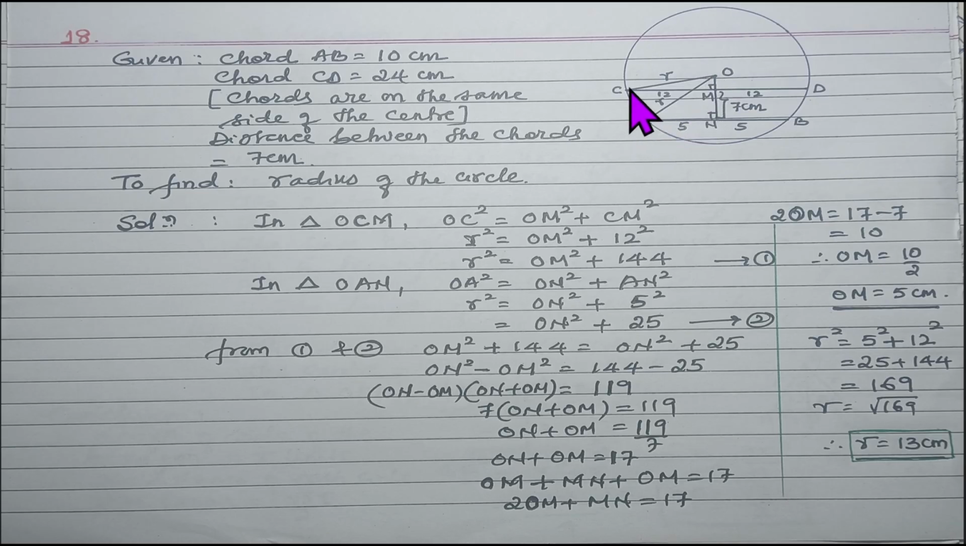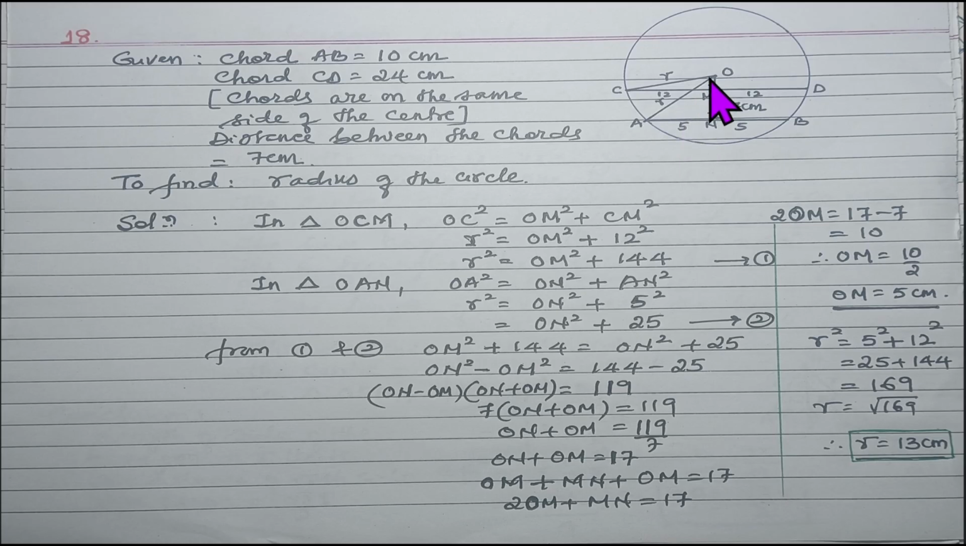Now if you consider the triangle OCM, then OC square is equal to OM square plus CM square. Rather, R square is equal to OM square plus CM square. That is, R square is equal to OM square plus 12 square, or R square is equal to OM square plus 144. That is equation number 1.